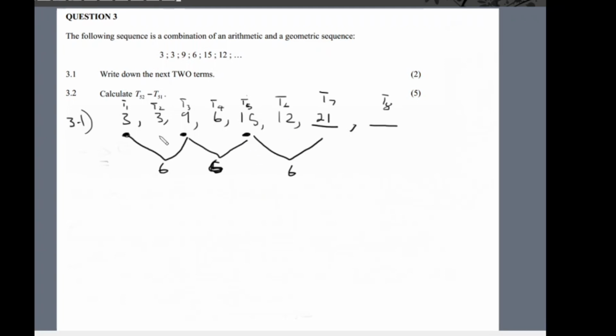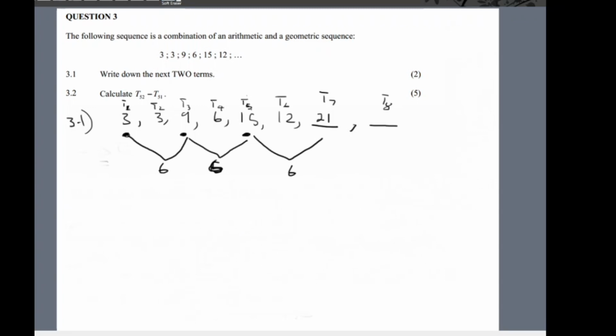So notice that the odd terms in this sequence form an arithmetic sequence. Term 1, term 3, term 5, term 7 form an arithmetic sequence, right? Which means the remaining terms form a geometric sequence.